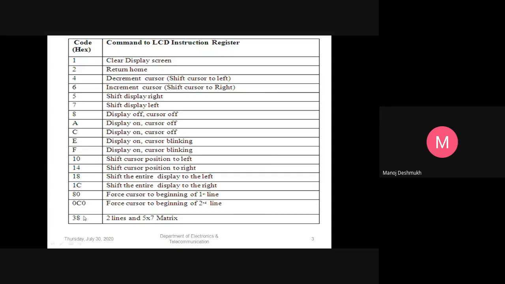And this is related to 38 hex. We are using a 2-line display, and the size of each character, for example if we are displaying "GOOD MORNING", the size of each individual character is 5 by 7. 5 is the width and 7 is the height. So just take it.